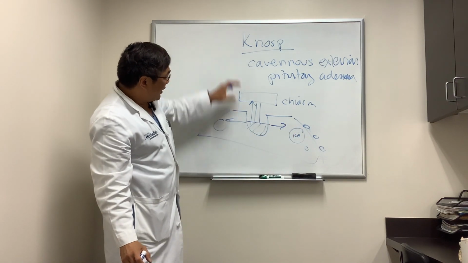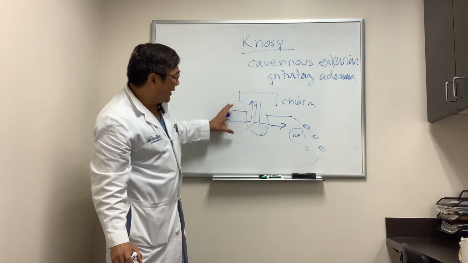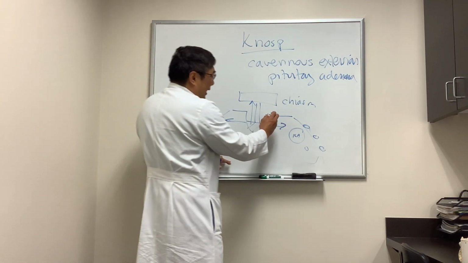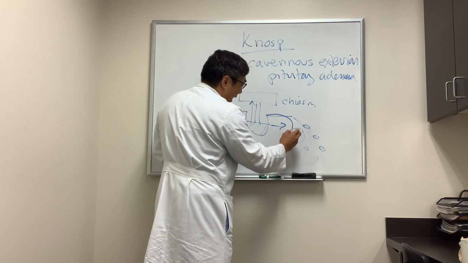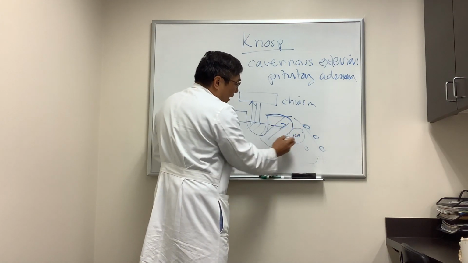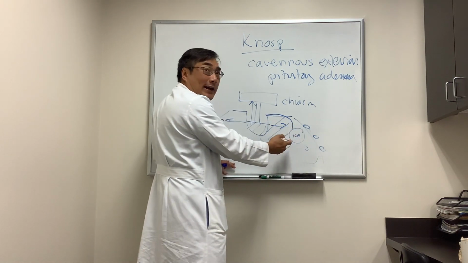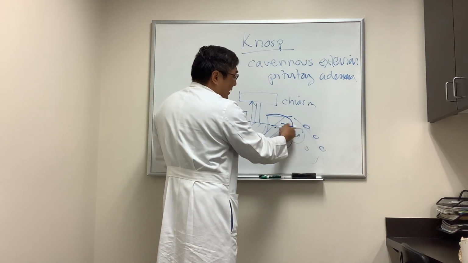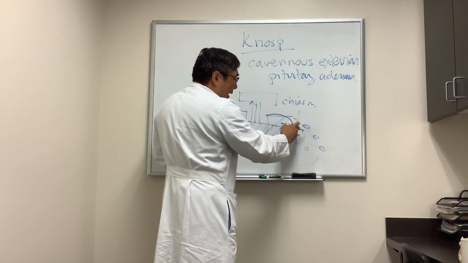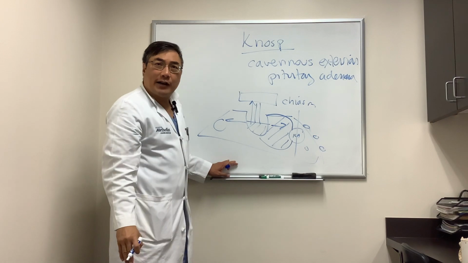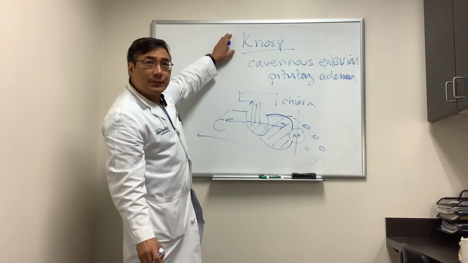And so the Knosp classification, when you have pituitary adenomas that extend laterally, gives us some indication about how far laterally the tumor has grown. And so if it gets to the carotid, we'd like to know, is it medial at the midline or lateral to the internal carotid artery? And that is the Knosp classification.